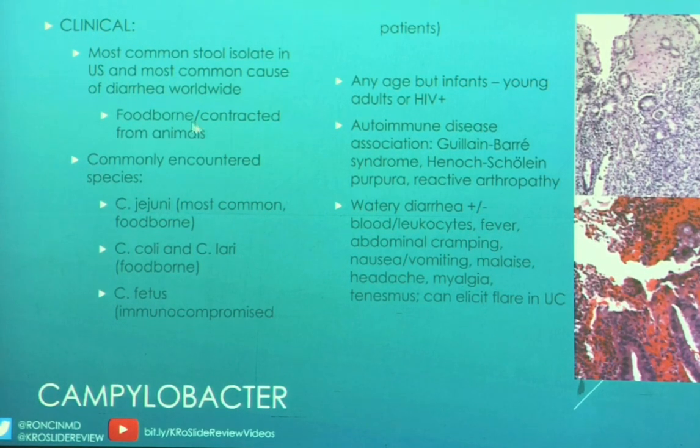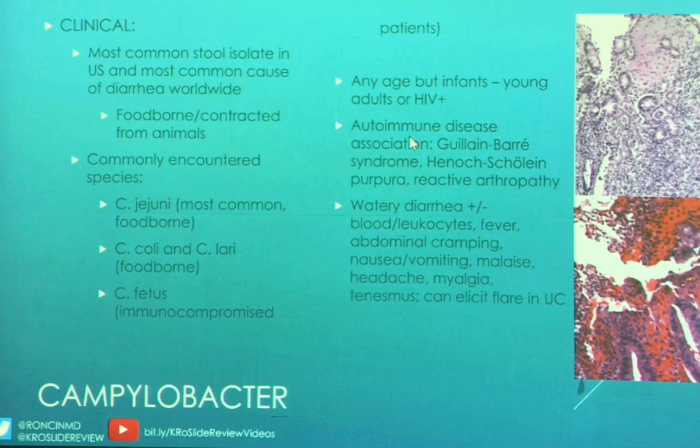Okay, it's foodborne or it can be contracted directly from animals. C. jejuni is the most common, and that is foodborne, but you also want to pay attention to C. fetus because of its association with immunocompromised patients. And again, infants or very young adults, anyone who's HIV positive, that's who you want to be focusing on for Campy. There is autoimmune disease association with this as well.